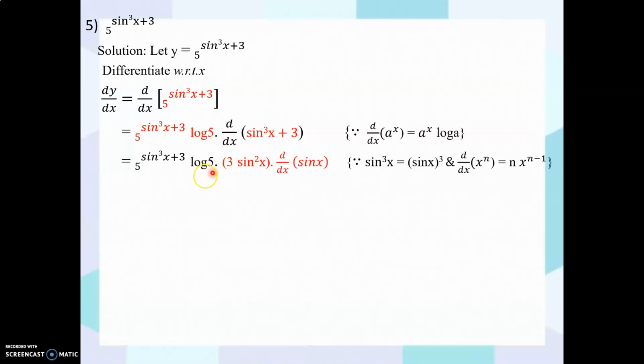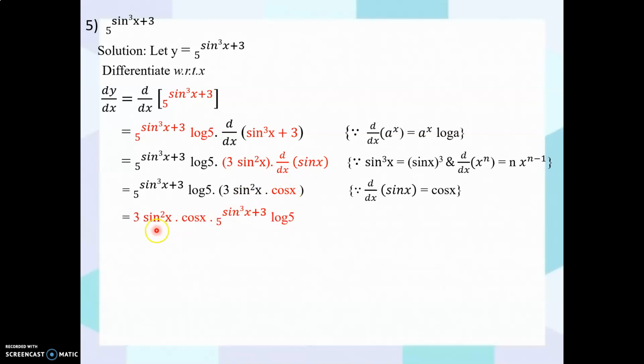Then in the next step, we all know that sine cube x can be written as sine x whole cube. So now this function is in the format of x raised to n, and we know that the derivative of x raised to n is n into x raised to n minus 1. So the function will become 3 into sine square x into the derivative of sine x. Then in the next step, 5 raised to sine cube x plus 3 into log 5 into 3 sine square x into the derivative of sine x, which is cos x. So adjusting, you will get 3 into sine square x into cos x into 5 raised to sine cube x plus 3 log 5 is the final answer.